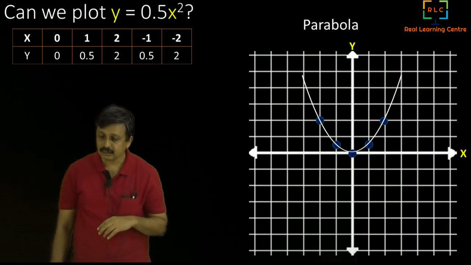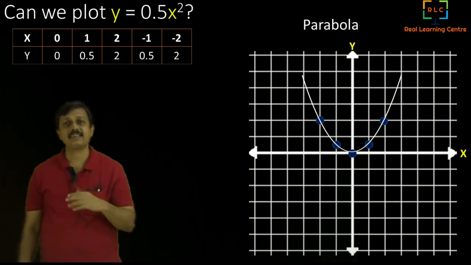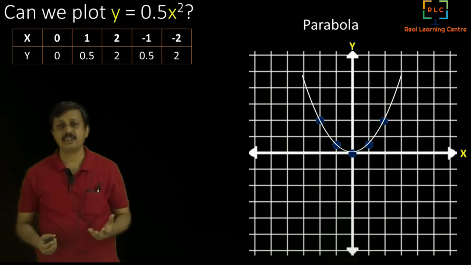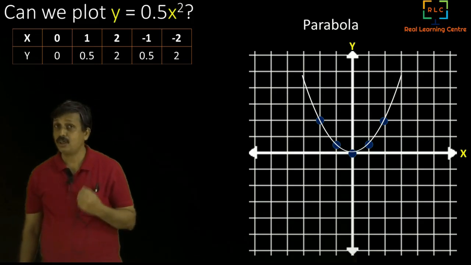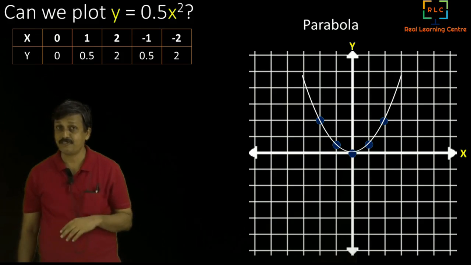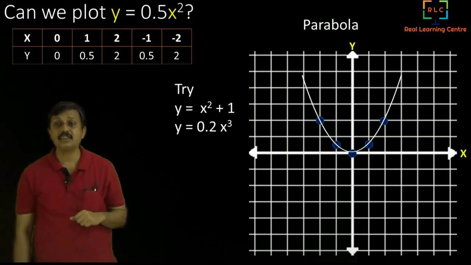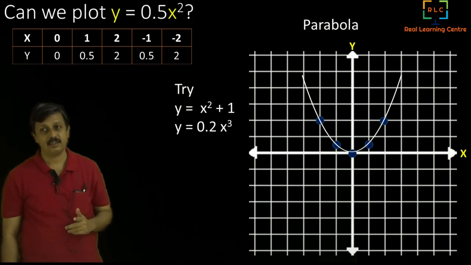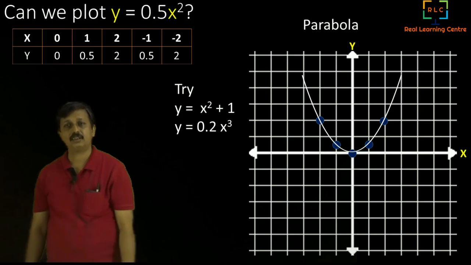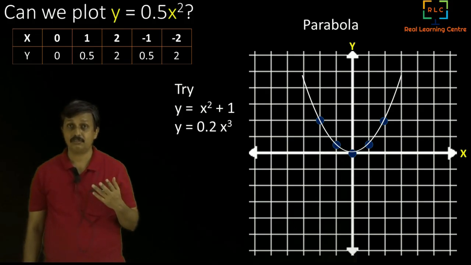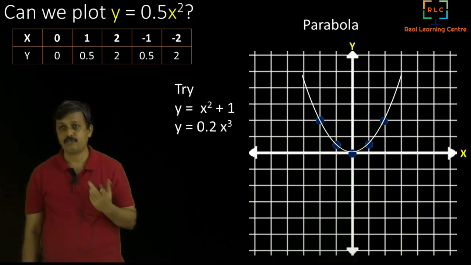Now, what I would like you to do is try out some other kinds of equations and see whether you can plot them and look at how they look. So for example, I can ask you to try y = x² + 1. Take a graph sheet and try it out and see how it looks. This +1, where does it go? So please get an idea of how it works.